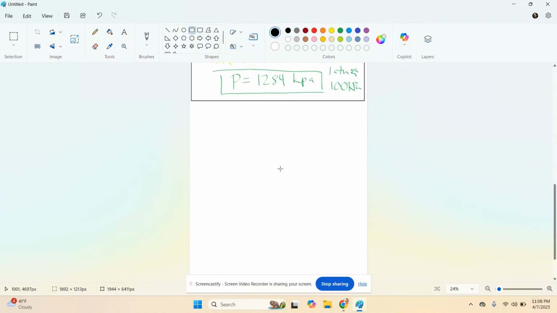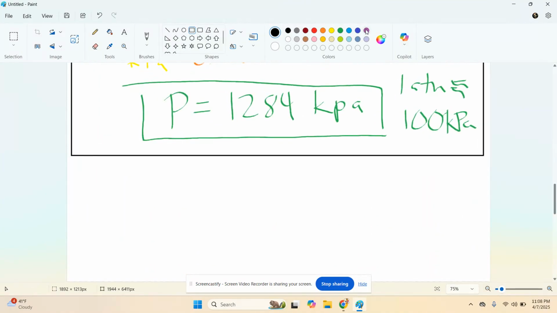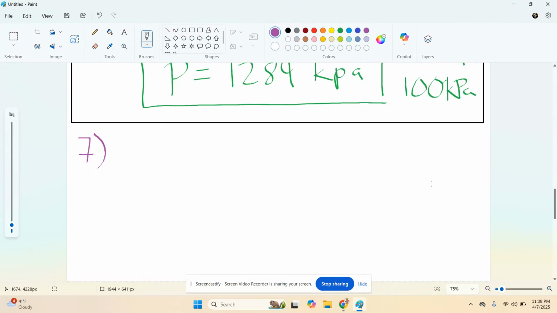All right, so here I go. For this question, I will do purple. Here we go. Problem number 7. Now, I'm going to get started, of course, with the ideal gas equation. The pressure of a gas times the volume of the gas is equal to the number of moles of gas times the gas constant times the temperature in Kelvin.